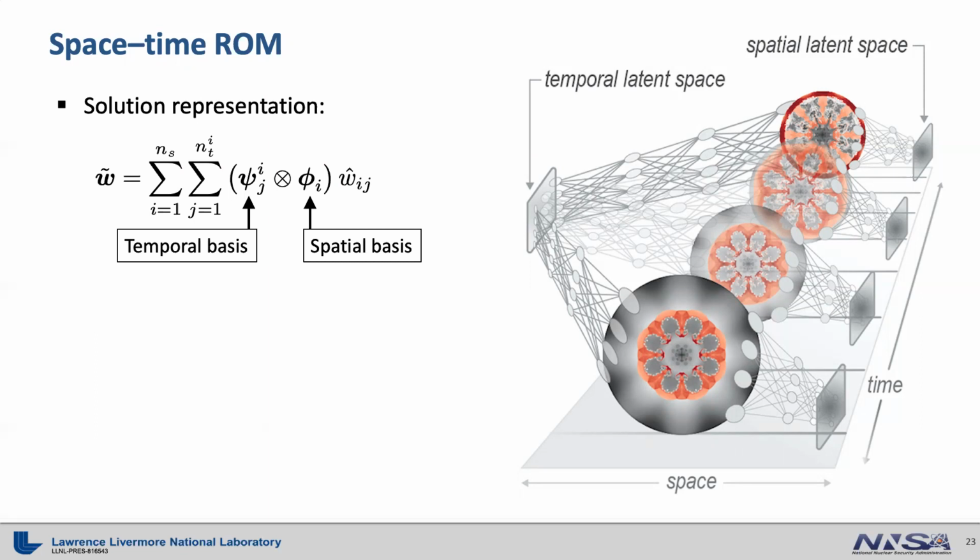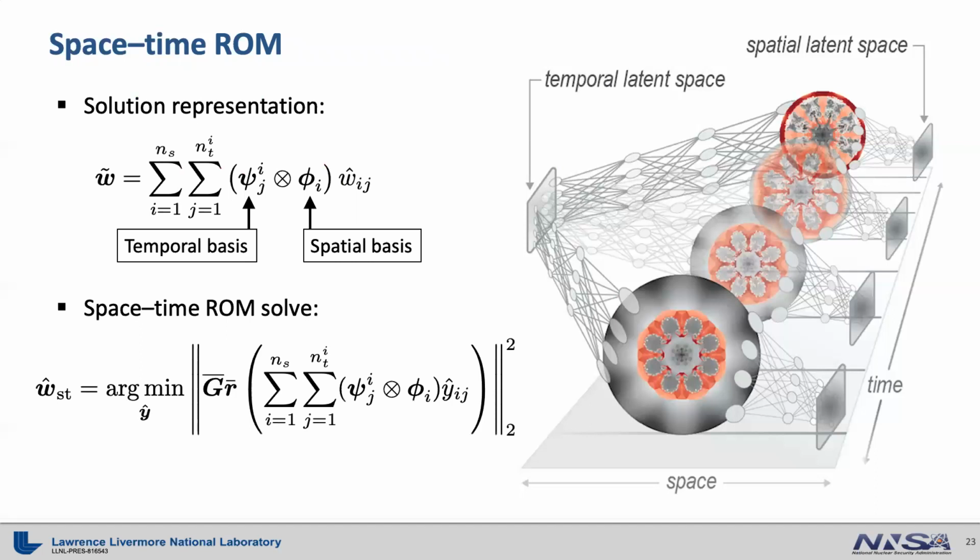Then the coefficients corresponding to the space-time basis vectors are the only unknowns, which maximally reduces the total number of unknowns. Then the space-time solution representation is plugged into the space-time formulation and forms an overdetermined system. This overdetermined system is closed by taking the norm of the space-time residual and minimizing it. This is the Petrov-Galerkin projection, as you can see. Then we apply the weighting matrix G bar to achieve efficiency through the hyperreduction technique.